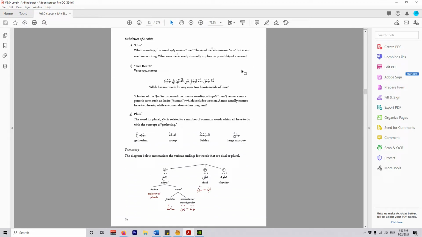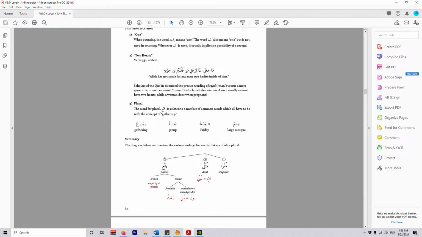And here's a section on subtleties of Arabic. So when counting the word one, wahid, it means one. But you also have the word ahadun. But it's not really used in counting. And when you use ahad, like qul huwallahu ahad, it means no possibility of a second. It is one and one alone. So that has to do with Islamic theology of tawheed, which means to make into one. Right? Wahada, tawheed. So it's the same root there.